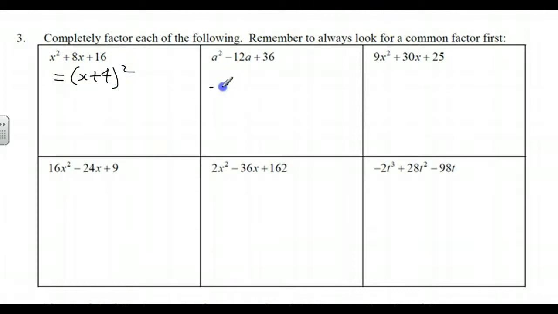No common factor, a minus 6 squared. Square root of a squared is a. Square root of 36 is 6. 6 times a is 6a. Doubled is 12a. And it's got to have this sign, minus.